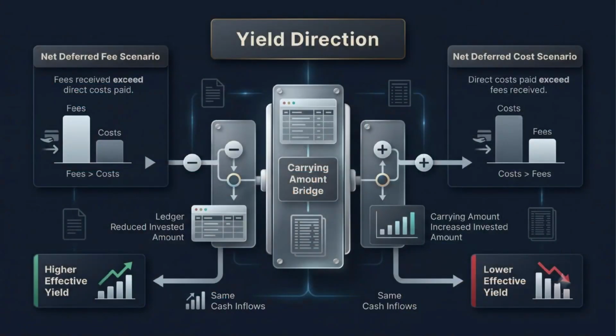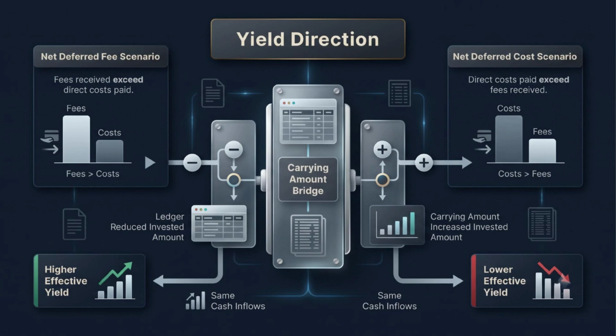The direction of yield depends on whether we have a net fee or a net cost. A net deferred fee reduces the initial carrying amount below face value. The same contractual cash flows are then earned on a lower net investment, so the effective yield goes up. A net deferred cost increases the initial carrying amount above face value.